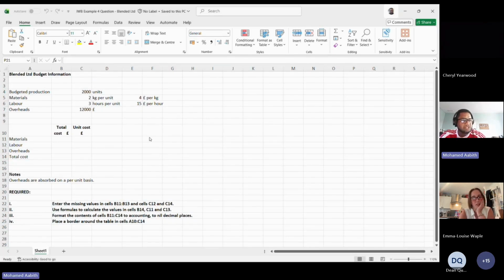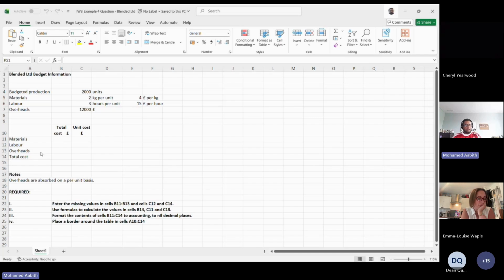Now, production budget is 2,000 units. Materials are going to cost you 2 kilograms per unit, £4 per kilogram. Per unit, 3 hours of labor, which is going to cost you £45 per hour. And then the last one, the total overheads are at £12,000. So what we need to do here, they are saying the overheads are absorbed on a per unit basis. So that is very straightforward. We'll be able to find out what the numbers are here. They're saying here, enter the missing values in cell B3 to B13 and C12 and C14.